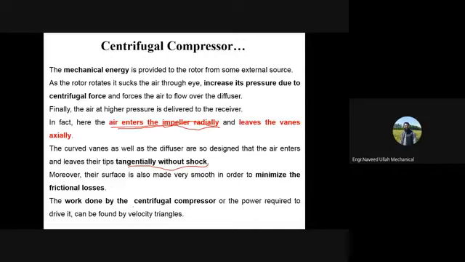The work done by the centrifugal compressor, or the power required to drive it, can be found by velocity triangle. So how much power is consumed, or how much work per unit time is consumed by the compressor, can be found out with the help of velocity triangle. Before discussing this, I actually took these slides from some document, which I will share with you over Google Classroom.